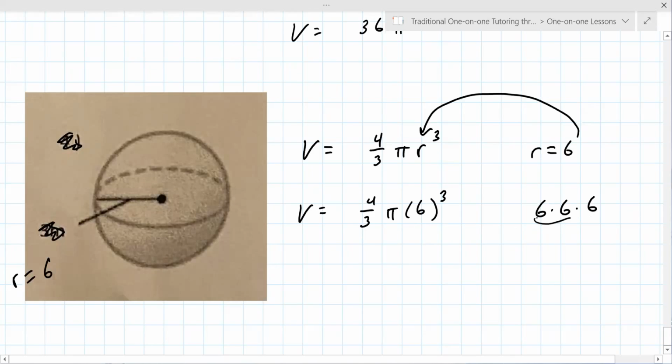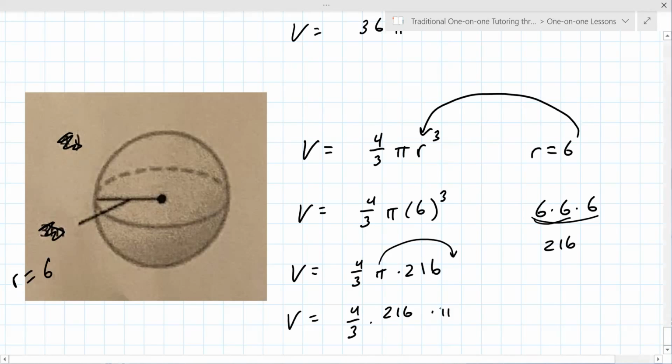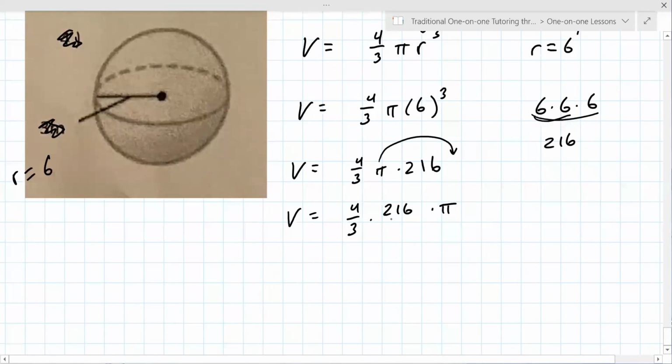So give me this number here. What's 6 times 6 times 6? You can use a calculator if you need to. 216. So this is volume equals 4/3 pi times 216. Now we can do this in any order, right? So I'm going to rearrange it. I'm going to put the pi at the end. So it's 4/3 times 216 times pi. 216 is 216 over 1.